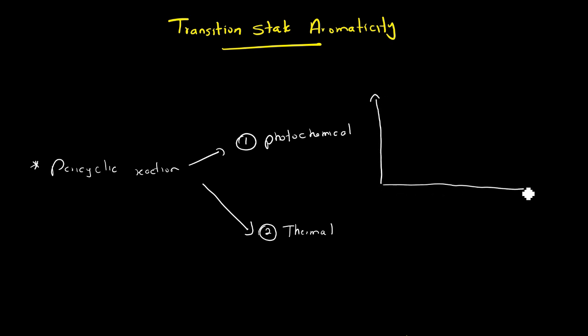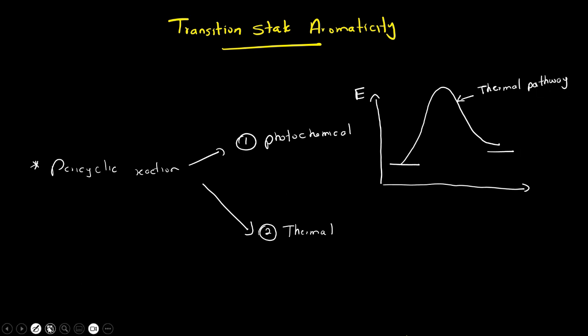So if I draw an energy diagram for a specific pericyclic reaction, it would be like this. So this is the energy. Now here we have the initial products, and here we have the energy. This is the thermal pathway, right? This is the energy variation for the thermal pathway. Now this is the energy variation for the photochemical pathway. I hope you can see the difference, right?